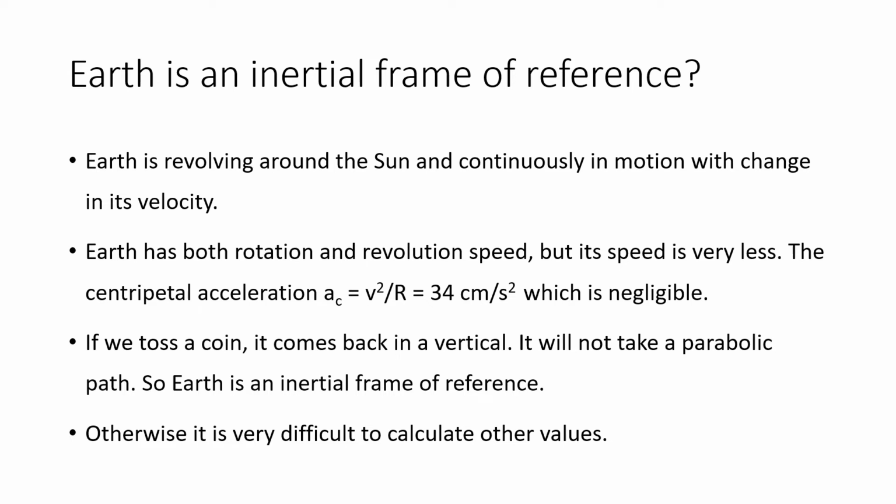It means that the frame is the same, and the observation of the object is the same, so that is the inertial frame of reference. Otherwise it is very difficult to calculate other values. It means that if the earth is not an inertial frame of reference, then calculating different other values will be quite difficult, because at an instance inertial converts to non-inertial frame and non-inertial converts to inertial frame at certain times. So under the earth reference, the frame will be inertial.